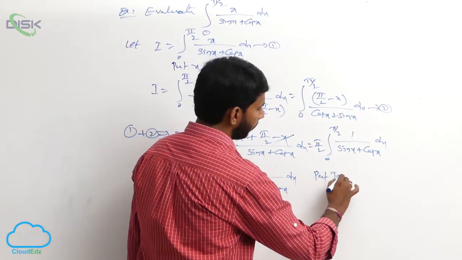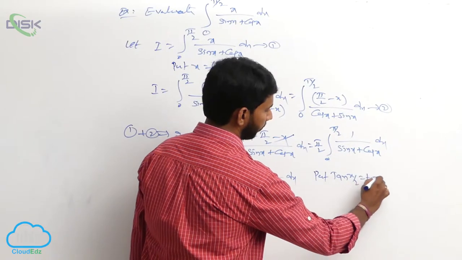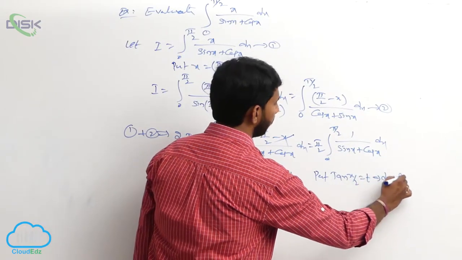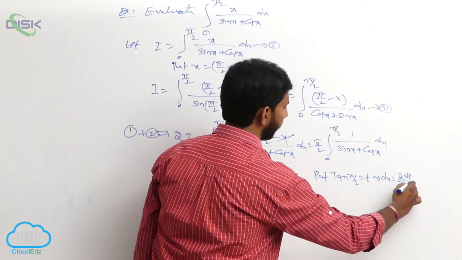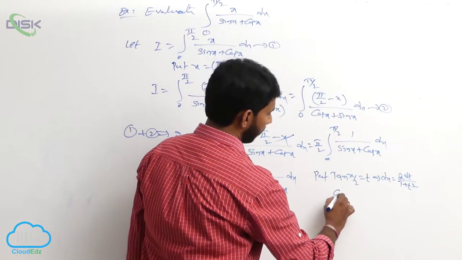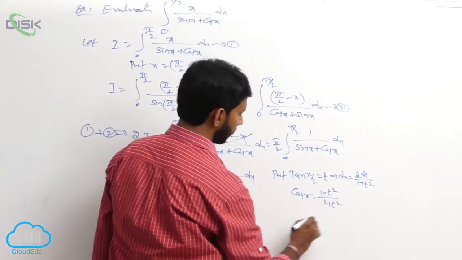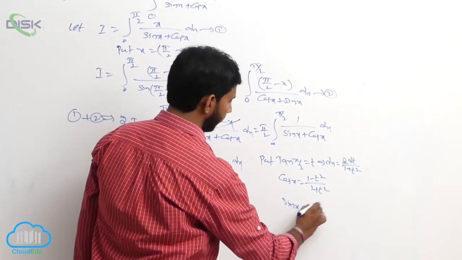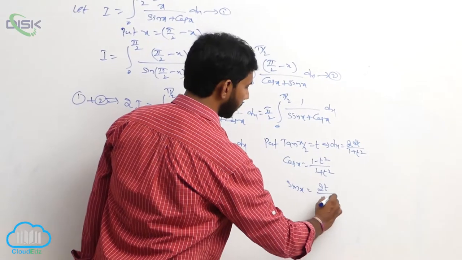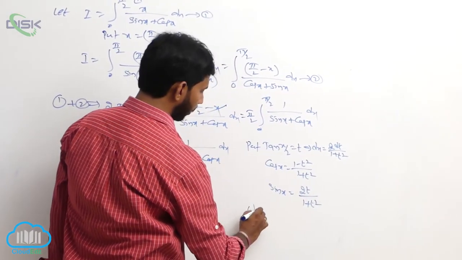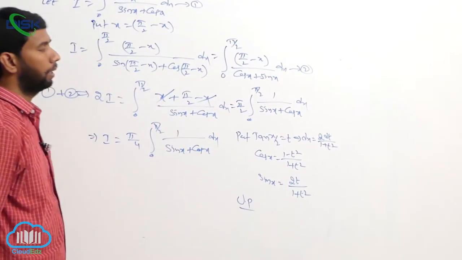Put tan x by 2 is equal to t. That implies dx is equal to 2 dt by 1 plus t square, and cos x is equal to 1 minus t square by 1 plus t square, sin x is equal to 2t by 1 plus t square. And next we go to the limits.